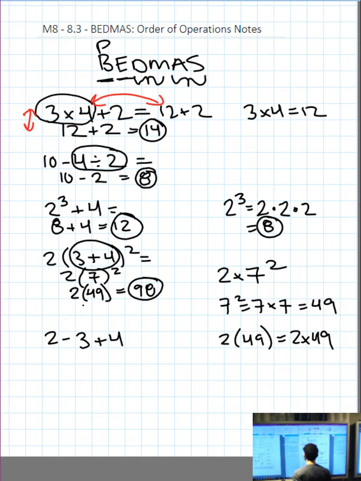2 minus 3. What's 2 minus 3? Again, we're going to be using the number line. So starting at 2, going to the left 3 is negative 1. I did the 2 minus 3. I haven't done the plus 4 for next. Now I'm at negative 1 on the number line. I'm going to go 4 to the right. 4 to the right of negative 1 is equal to 3. Circle our answer. Type into the calculator. 2 minus 3 plus 4 equals 3.